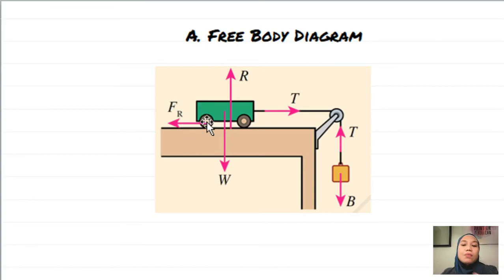opposes the motion of the trolley. As mentioned before, it is 6 Newton, right? Now those are the forces acting on the trolley.